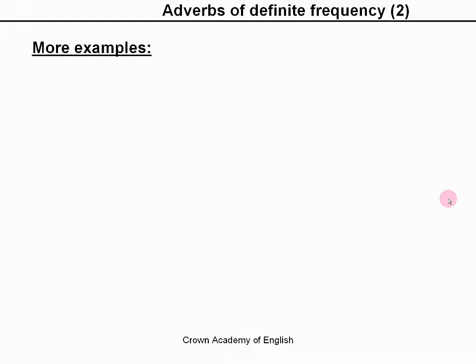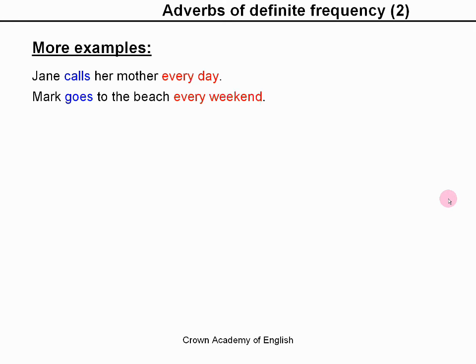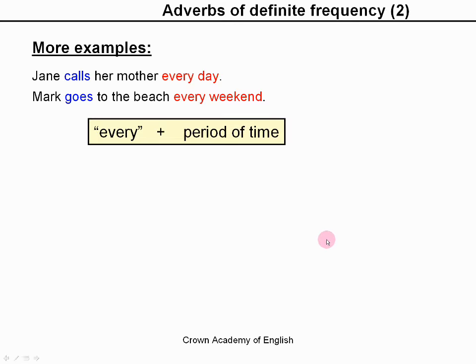Some more examples. Jane calls her mother every day. Mark goes to the beach every weekend. So here, the form is the word every and then a period of time. And very important, the period of time is in the singular form. So day is singular, weekend is singular.